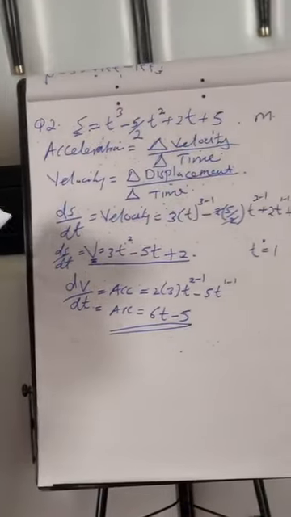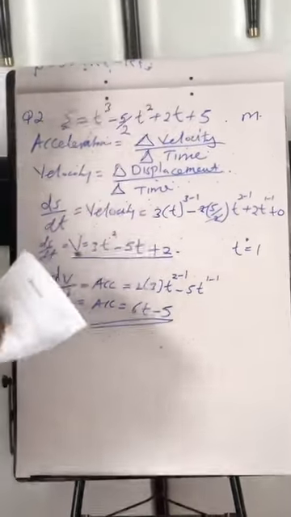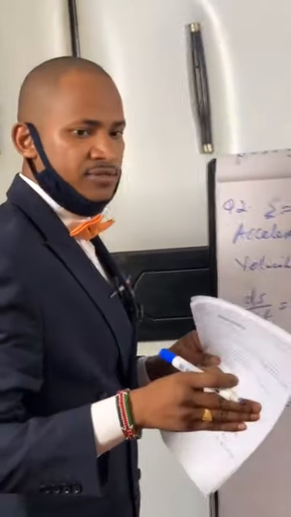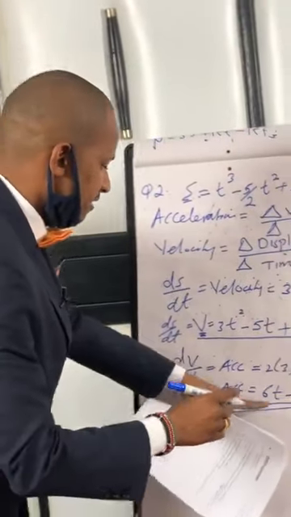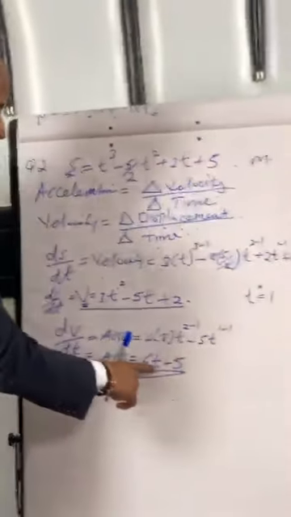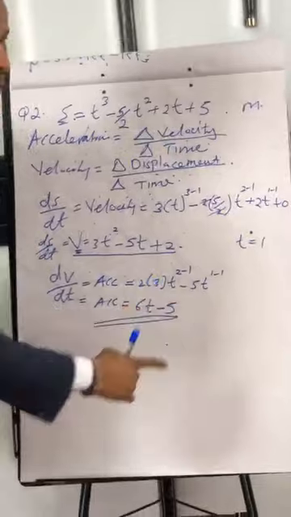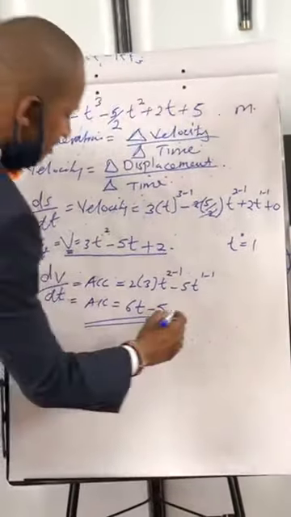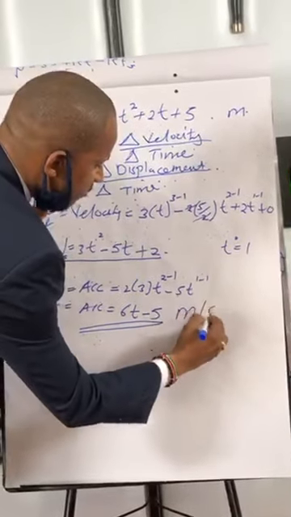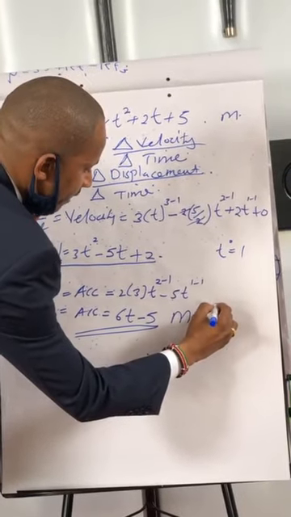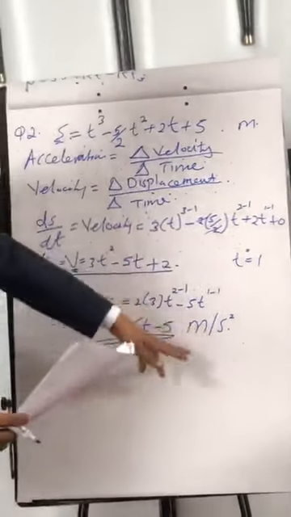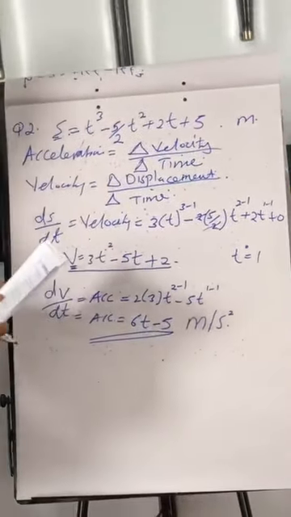But what is the question saying? Find the acceleration after t seconds, because the question is not specific within which time. Therefore, we just say the acceleration is given by 6t minus 5. But the unit is very important. The SI unit of acceleration is meters per second squared.